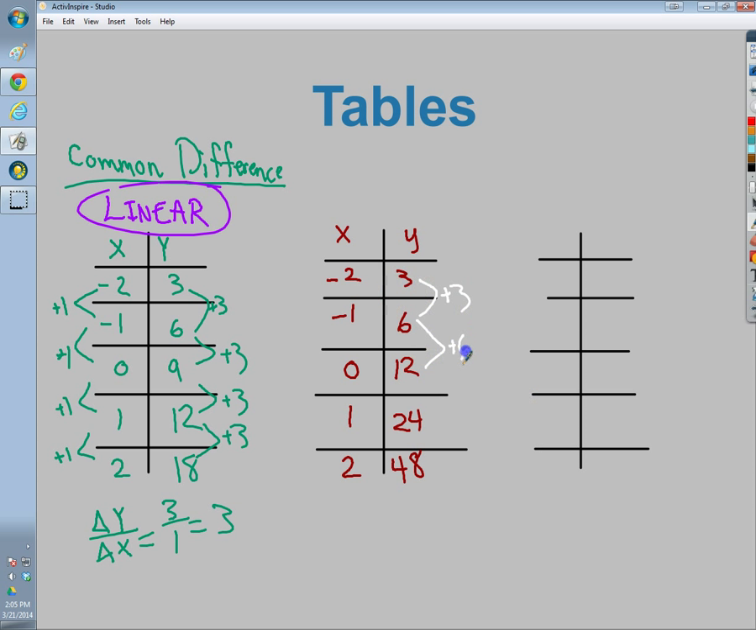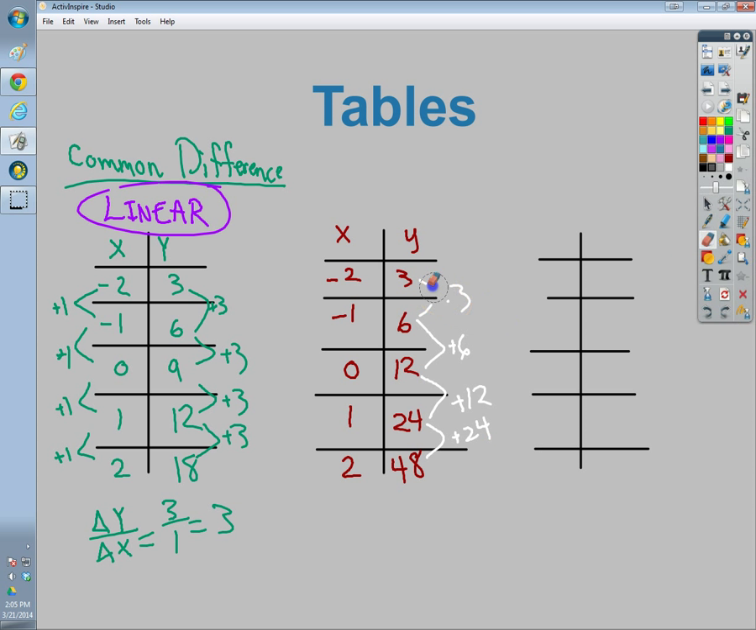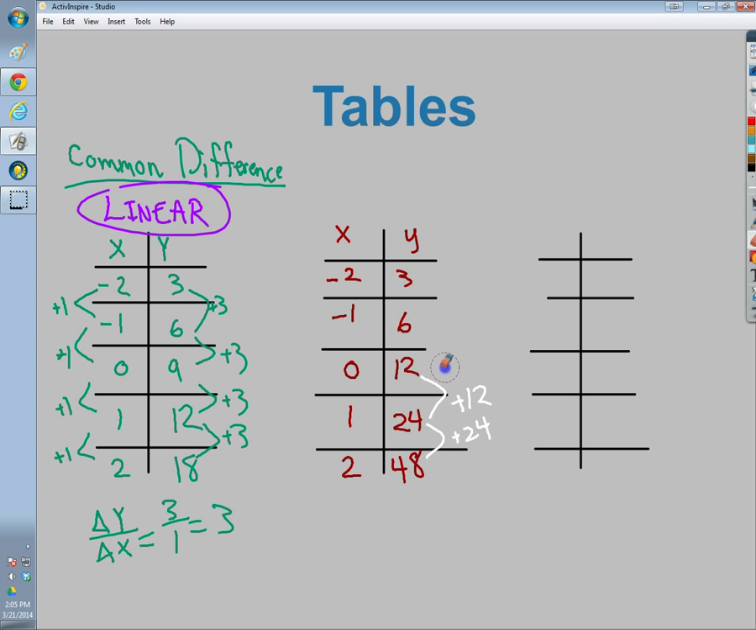Over here it's going up by 6. Here it's going up by 12. Here it's going up by 24. So it's not linear. There's no common difference. From there, I might try to see, well, is there something that I can multiply? So I'll get rid of all that and say, well, adding didn't work, but maybe times will work.